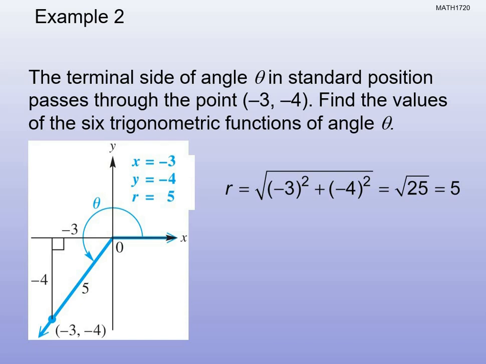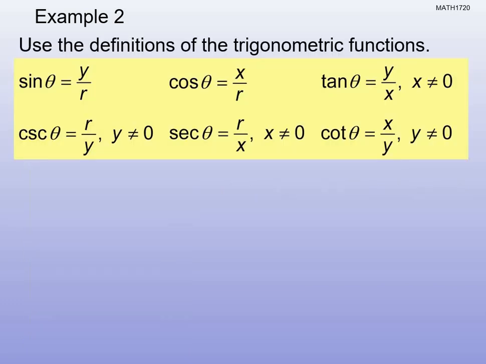Nothing changes here. We still have a horizontal component, a vertical component, and the magnitude. So we can still use these 6 definitions that we already came up with. One thing I want to mention here that I never mentioned before: some of these say x cannot be 0, y cannot be 0. How come? What happens if we look at cosecant, r over y, and y is in the denominator? It's undefined. We can't divide by 0.